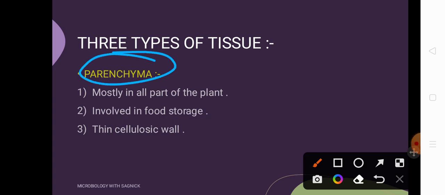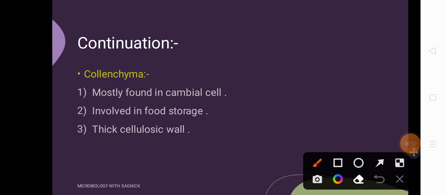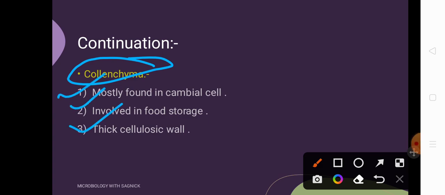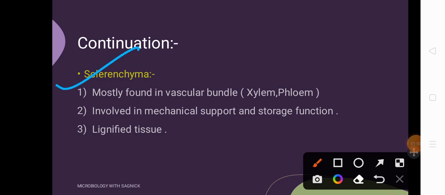One is parenchyma. This parenchyma you will find in every part of the plant, and it is mainly involved in food storage, and it is made up of thin cellulosic wall. Then we also talked about collenchyma, which is mainly found in cambial cells, and it is involved in food storage, and it is made up of thick cellulosic wall. And at last we talked about sclerenchyma, which is found in vascular bundles, especially in xylem and phloem, and it is involved in mechanical support and storage function. And most importantly, it is made up of lignin. That is why we call sclerenchyma a lignified tissue.